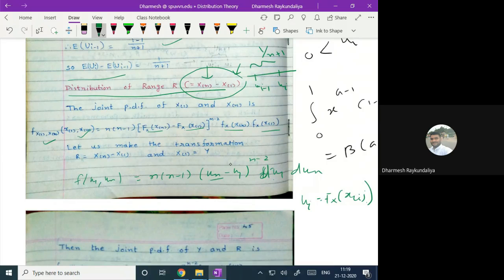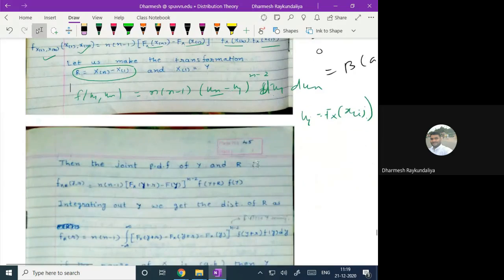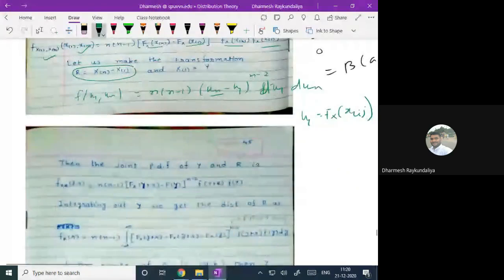But I am interested to find out the range. Okay, so where you can find out, R is equal to xn minus x1. So I will take the transformation of variable technique. Let us say x1 equal to y and r is equal to xn minus x1. So I can write this r is equal to xn minus x1. So xn equal to what I can write?